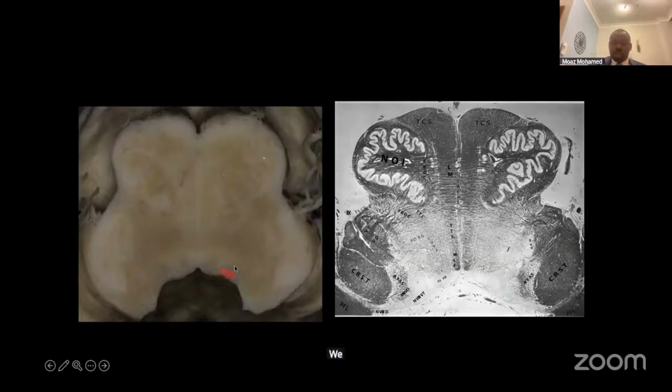We have here this red area. The red area here is the vagal trigone, just a little bit lateral. And the most medial, we have the hypoglossal nucleus, located here.